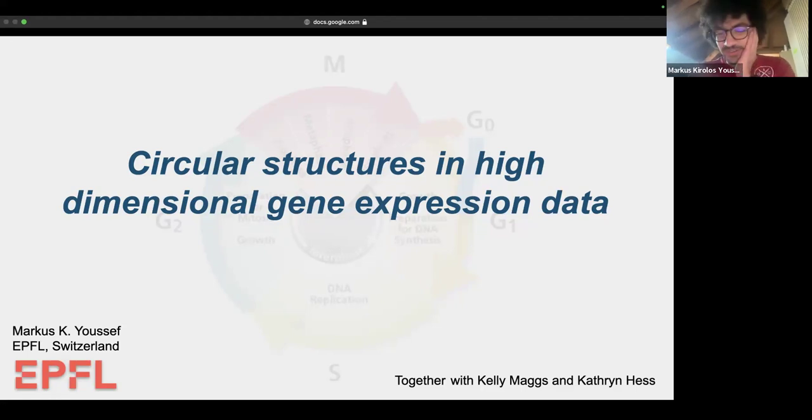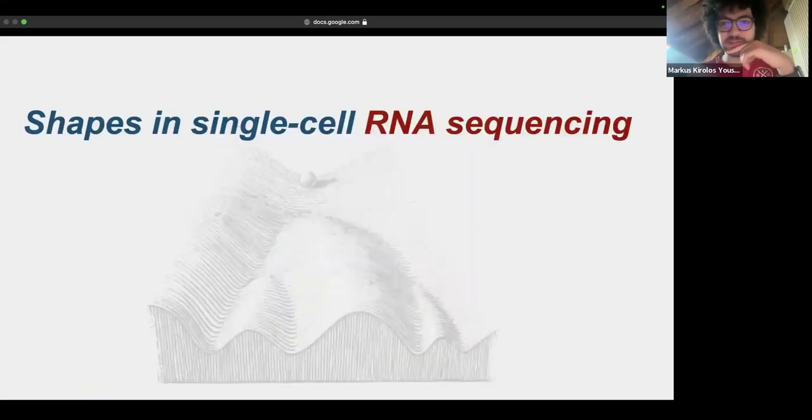So I'm going to talk a little bit about gene expression data, but the actual data set is not too important, and I want to focus more on the first aspect of the title, the circular structures in high dimensional data. But we're just using gene expression as a model here, and so for that, I'll just briefly explain the data set.